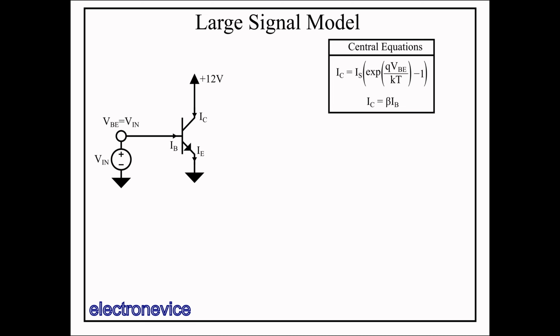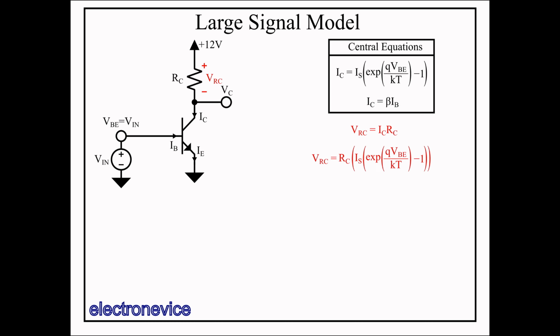Things get much more interesting if we put a resistor on the collector. Here, with RC between the plus 12 volt rail and the collector, changing Vin now changes the current through RC, which in turn develops a voltage drop of VRC due to Ohm's law. VRC is equal to the resistance of RC times the collector current IC, so it's equal to RC times our central exponential equation. So what can we glean from the relationship between VBE and VRC that is of importance? Well, first, let's look at a plot of VBE versus IC to give us some perspective.